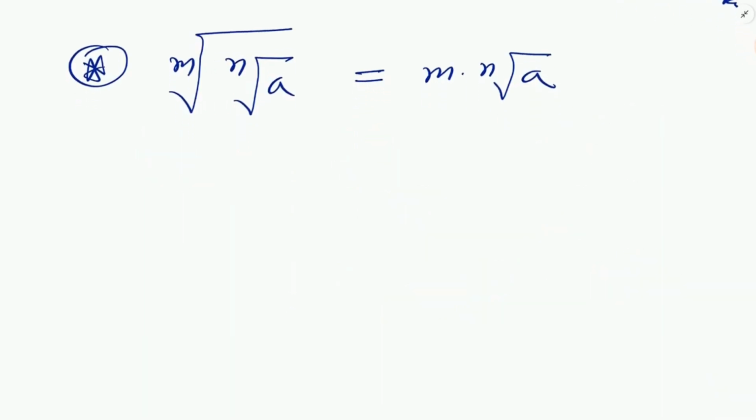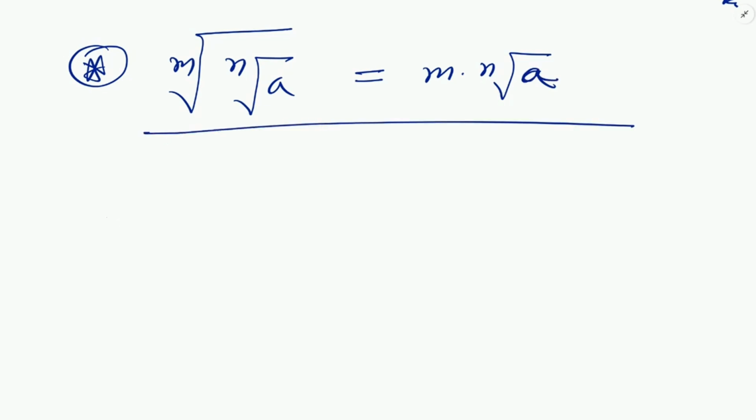Most probably this is our last formula, and by this formula we'll stop today. So here you can see nth root of nth root A equal to the (m·n)th root of A. That can be written. So this is the expression. Now let's have a problem, then we'll understand.